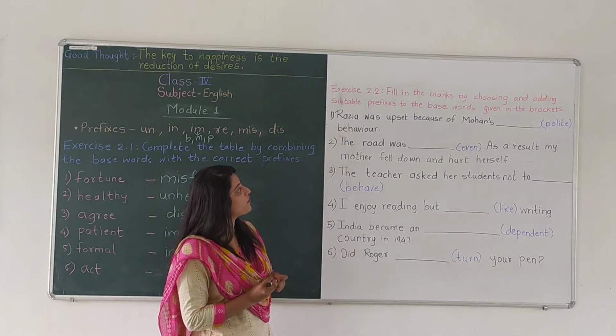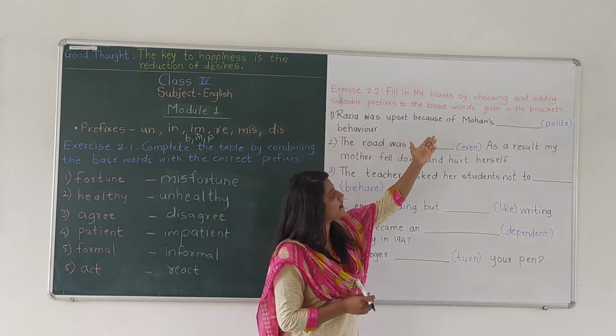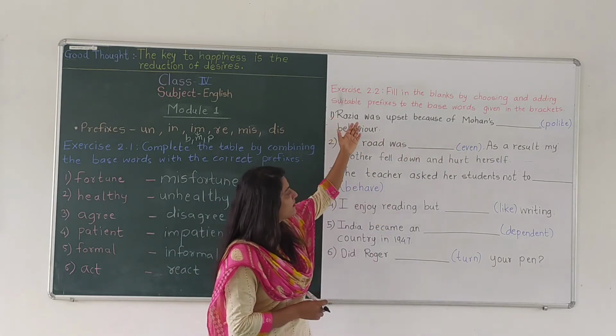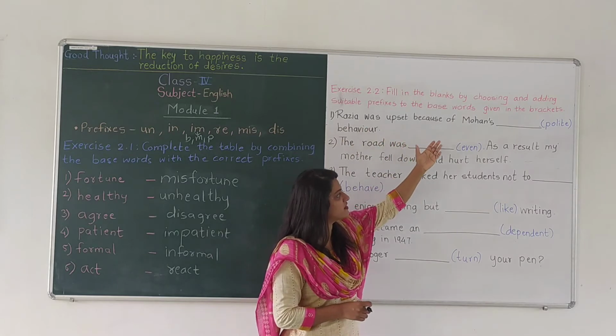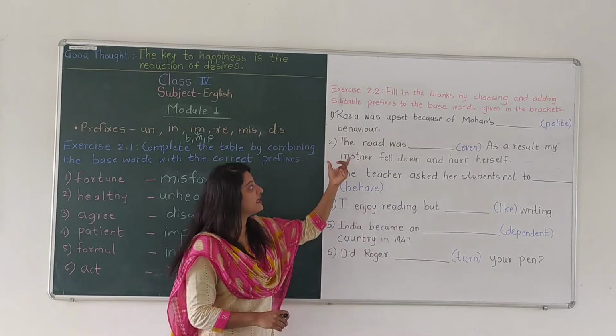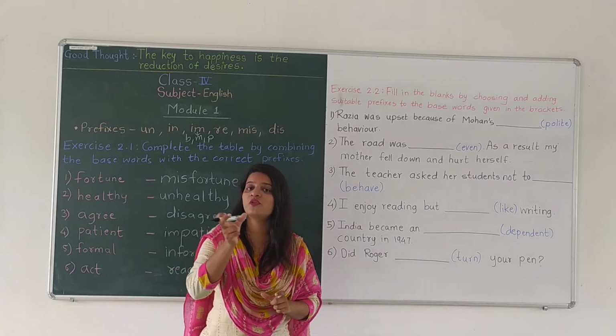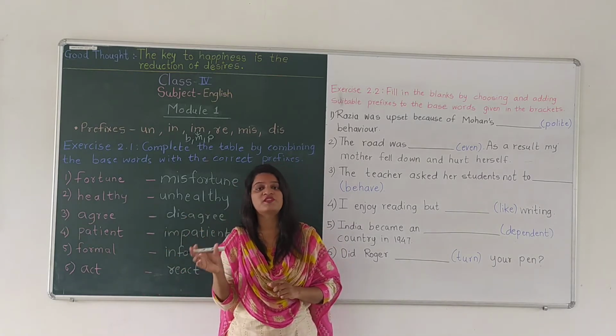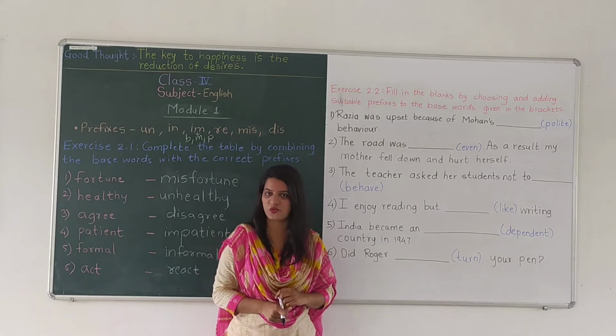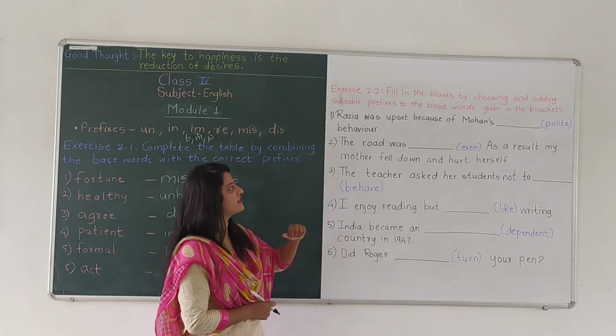Alright. What is exercise 2.2? Fill in the blanks by choosing and adding suitable prefixes to the base words given in the bracket. Now, in these sentences, the base words are given to which we have to add the prefixes. Okay. Now let us see our first sentence.